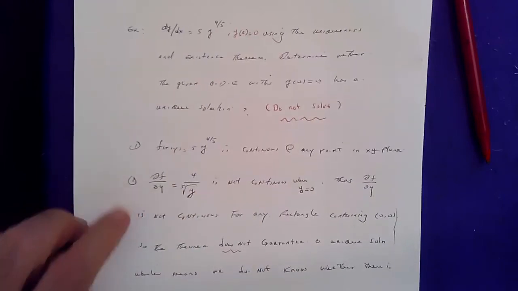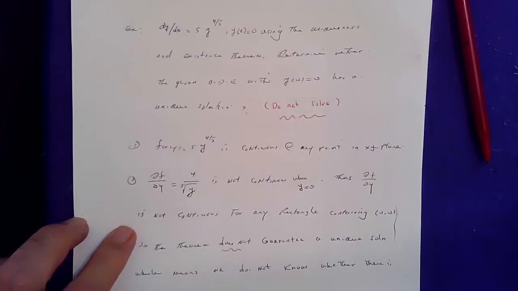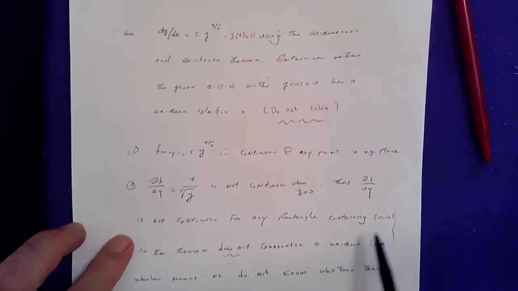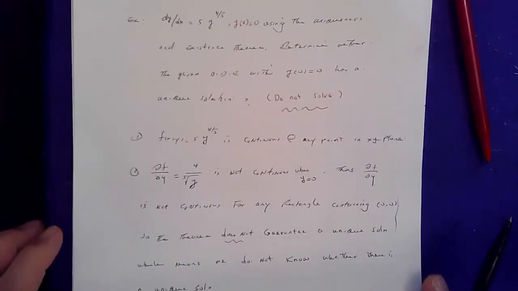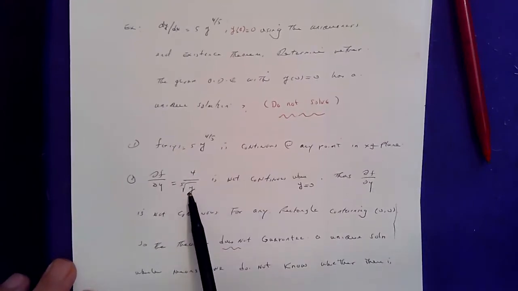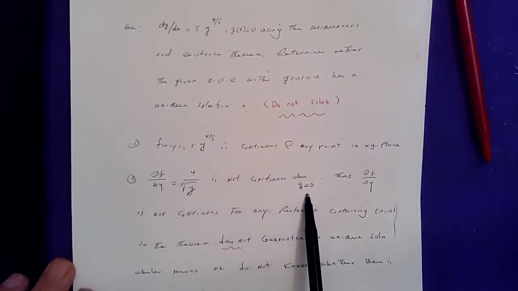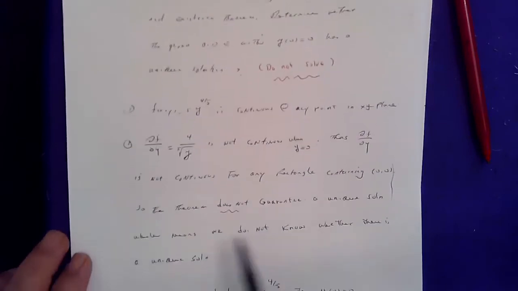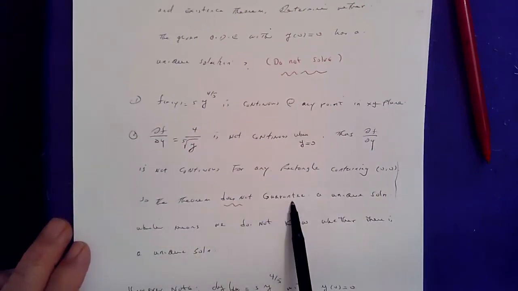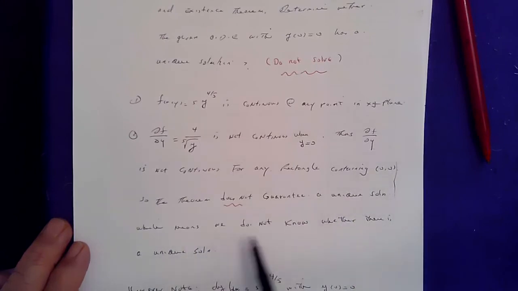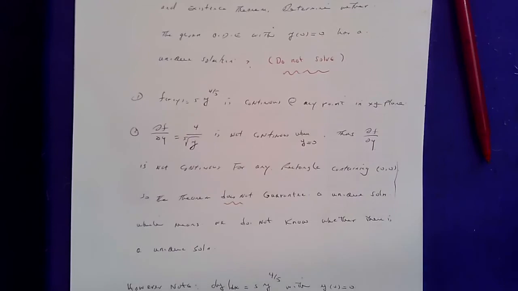Therefore, the second condition is not satisfied for any rectangle containing (0, 0). Remember, the initial condition was (0, 0). And it just so happens this partial derivative is not continuous at 0. So the conclusion is the theorem does not guarantee a unique solution, which means we don't know whether there is a unique solution or not.